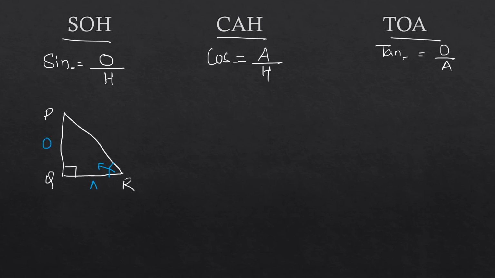This means this is our adjacent. And you can see for angle Q, which is our right angle, the side opposite to it is PR. That means that's our hypotenuse. So once we have labeled it, we are good to go.